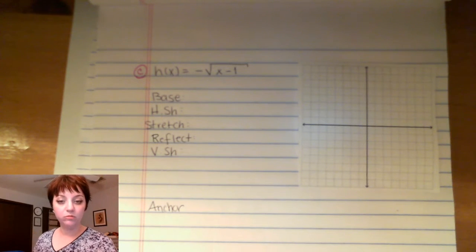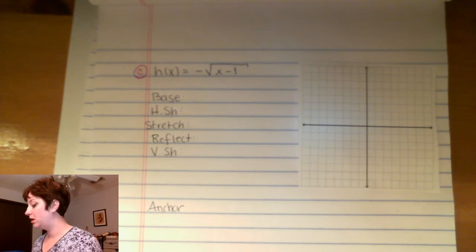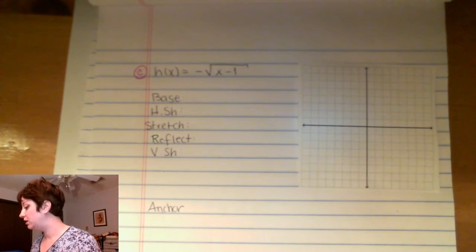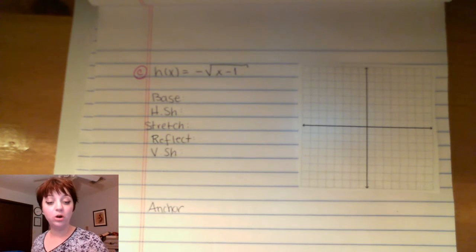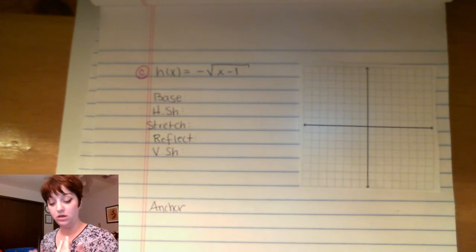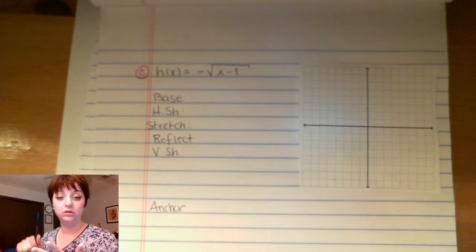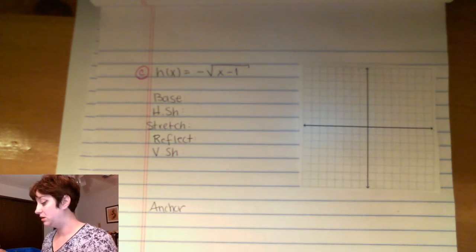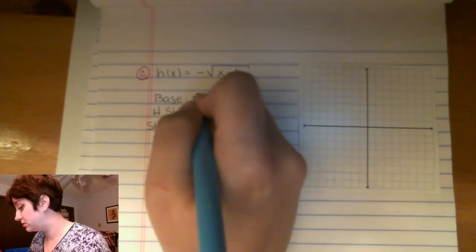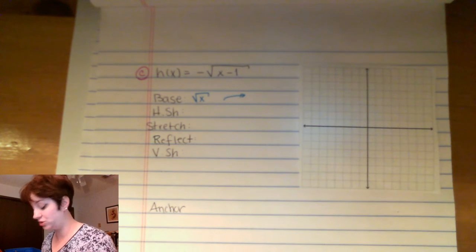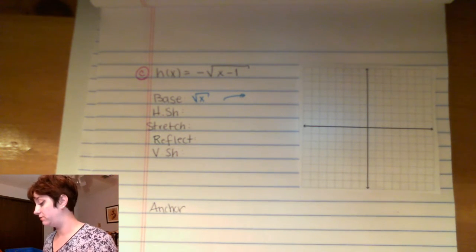So let's look at one where we have more than one transformation at a time. This is h of x is negative square root of x minus 1. Okay, so my base function of the 4 that I have to choose from in the library functions, I've got the x squared, x cubed, square root, and absolute value. This obviously is going to be the base of square root of x. So that means it looks something like this, right? Starts at 0, 0, and goes to infinity on the other side.